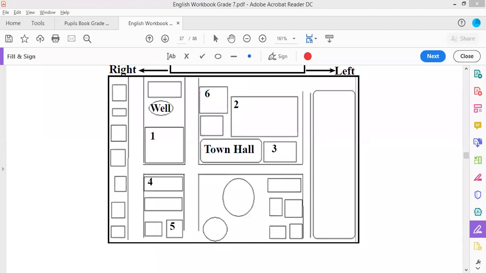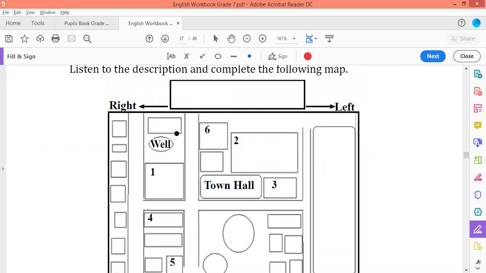Okay, I'm going to read a passage. Please start marking your answers. Okay. This is a map of a recently developed small town called Sausiripura. The entrance to this village is marked with a red circle. Right and left sides are indicated above with arrows.